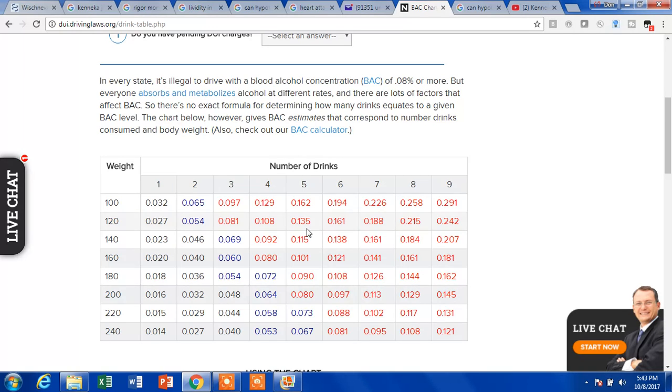So if that's the case, this is a chart right here that basically shows you how many drinks you would have to drink according to your weight to get to that level. It said that she weighed 159, so we'll just say 160. 0.112 would need to be between 5 and 6 drinks. So she would have had to drink between 5 and 6 drinks to get to a blood alcohol level of 0.112.